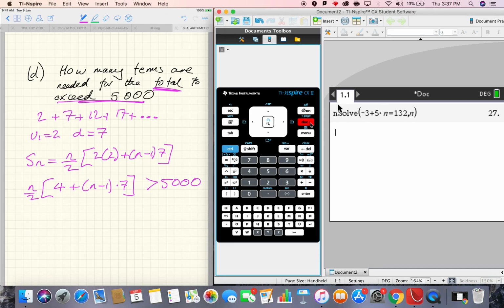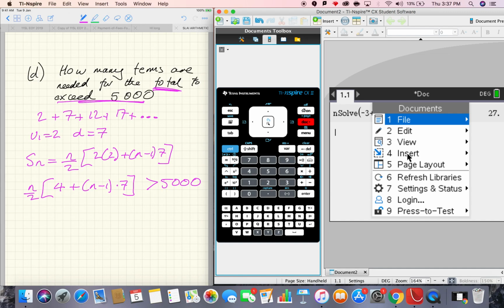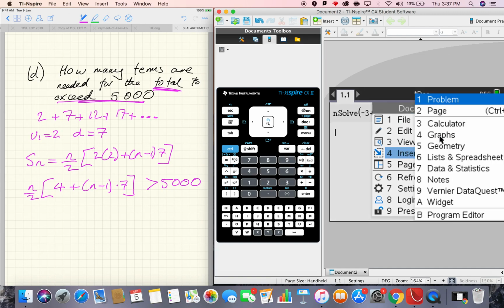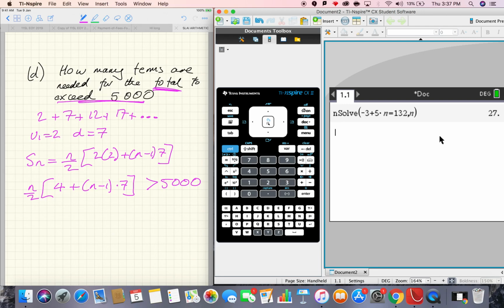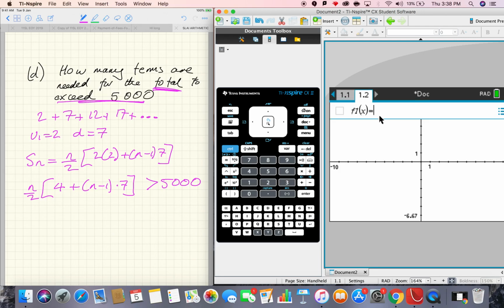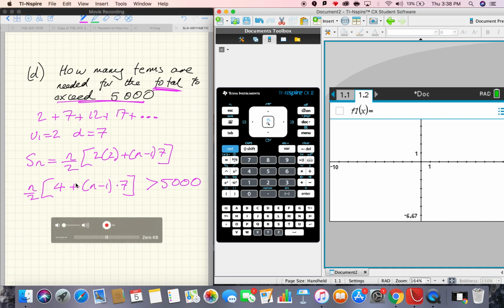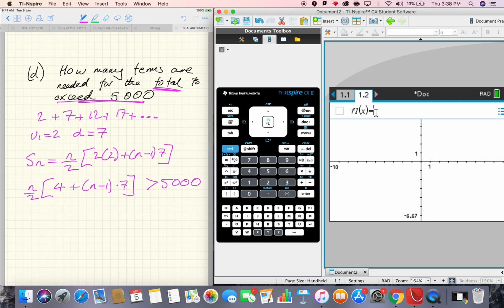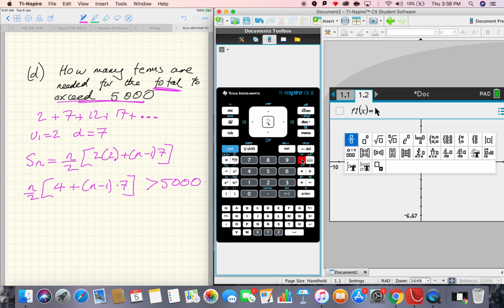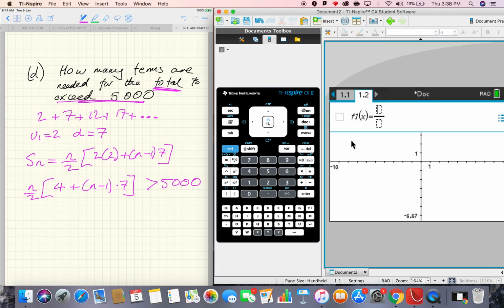Document, insert, and insert a graph. Mine's defaulted to f1 of x. I'm going to type in the n over 2, the left hand side. Instead of n, I'm going to put x. The little button on the calculator next to 9 is the menu for the fraction button. There it goes. So x, and now I'm going to put the little down arrow to get down over 2.